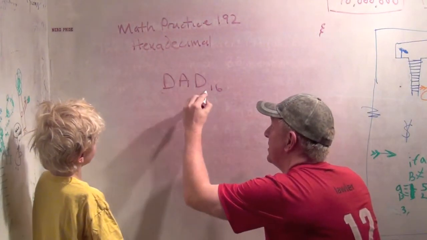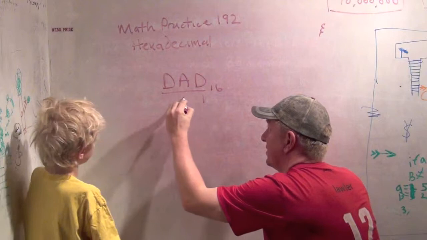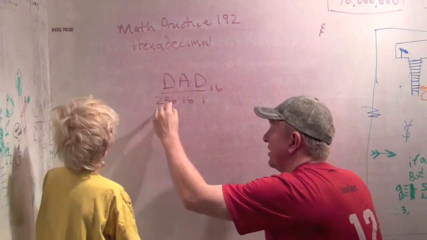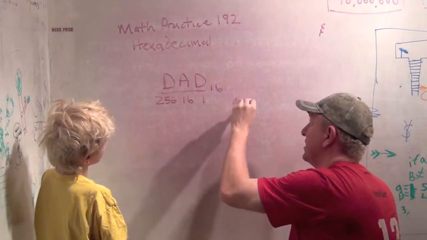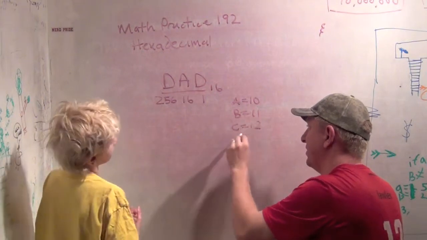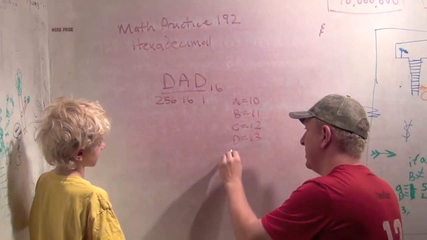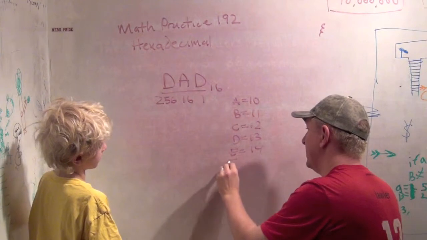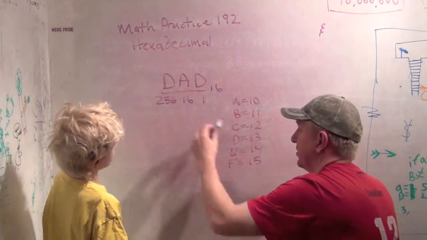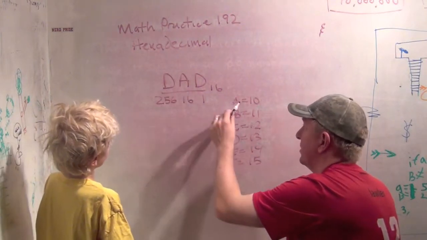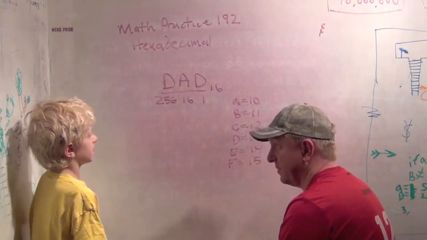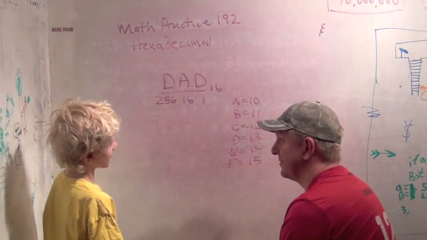Well, this was the 1's digit, this was the 16th digit, and this was the 256th digit. And we know that A is 10, B is 11, C is 12, D is 13, E is 14, and F is 15. So this was D times 13 times 256 plus 10 times 16 plus 13 times 1. Right? Dad's pretty great, right?